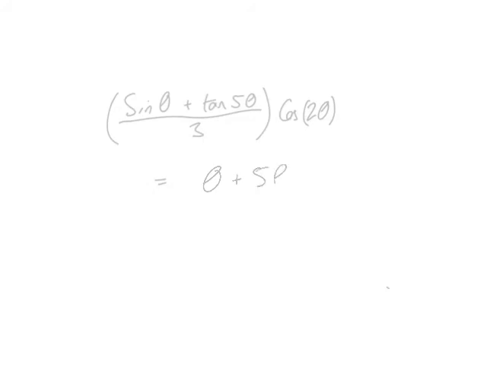So here we replace sine of theta with just theta, and tan of 5 theta with just 5 theta. It's all over 3. Nice and straightforward. We do cos of 2 theta, remembering to wrap 2 theta in brackets before we square it, then adding 1.